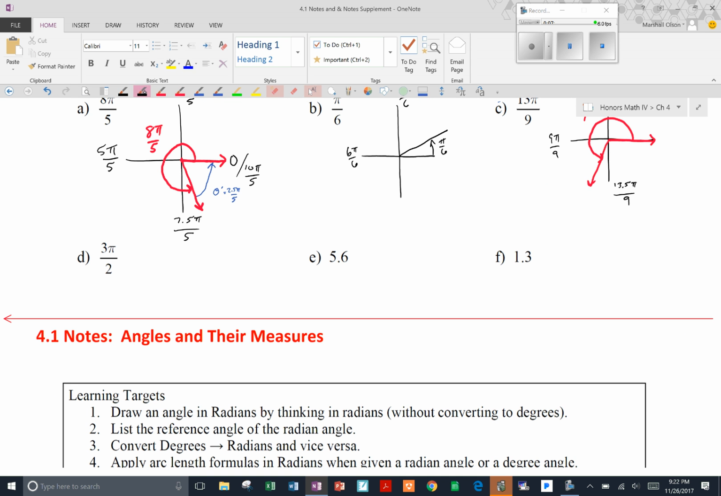3 pi over 2. That's actually one of those quadrantals that we saw in the very beginning. 3 pi over 2 is right there.